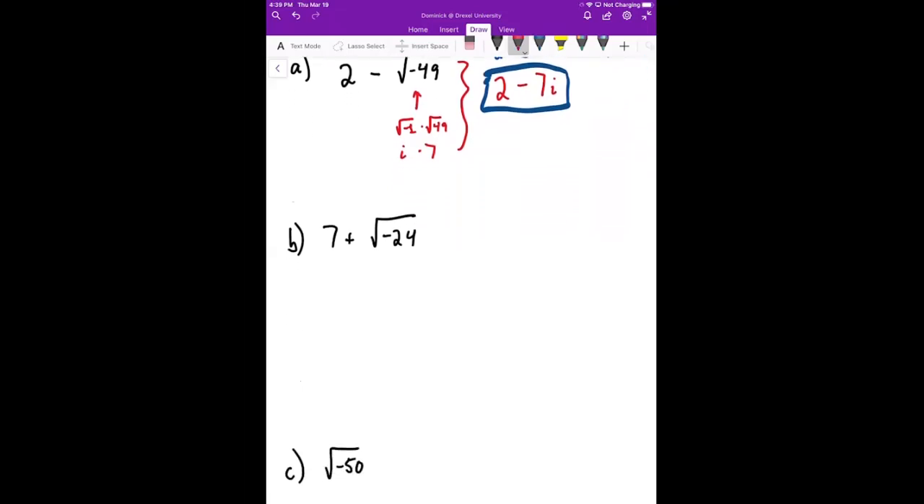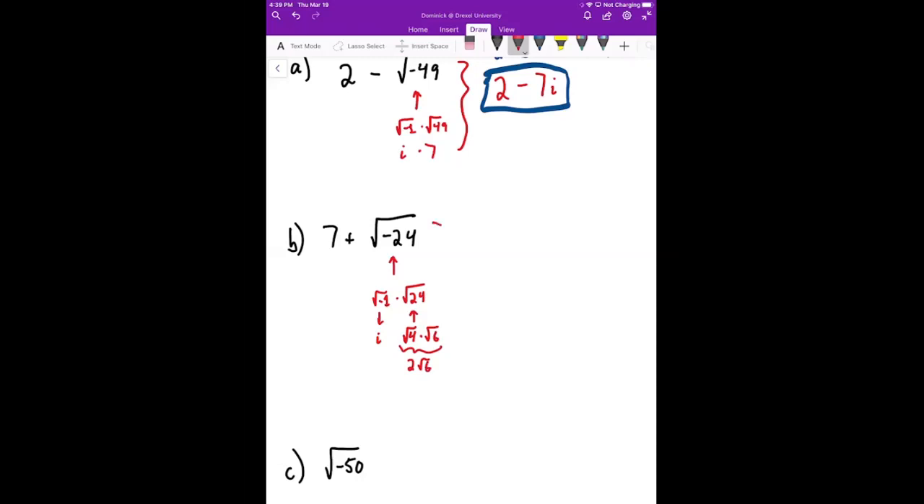So now, same idea here. The 7 I can't do anything with, but we can think of this as the square root of negative 1 times the square root of positive 24. And again, the square root of negative 1 is just i. Now, the 24 is not a perfect square, but we can think of it as the product of a perfect square and something else. We can think of it as square root of 4 times square root of 6. So then that will give us a 2 times square root of 6.